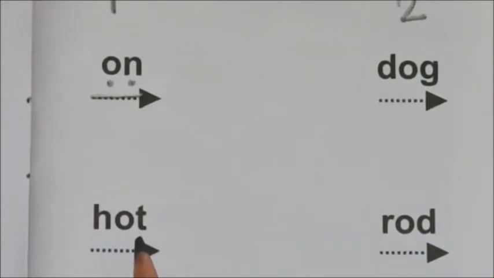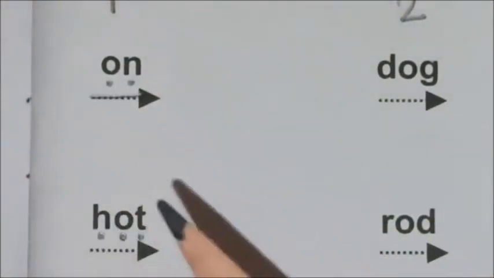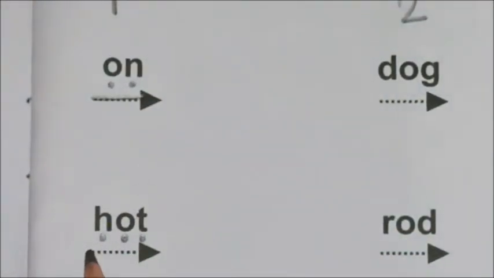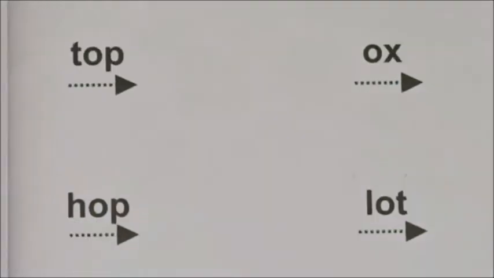Hot. It's very hot today. One dot for ha, one dot for o, one dot for ta. Pencil on the hot arrow. Join and read. Hot. Good. Read loudly at home, children. Next.